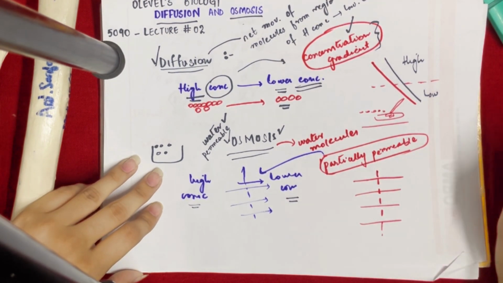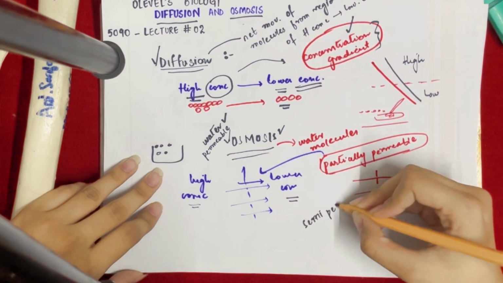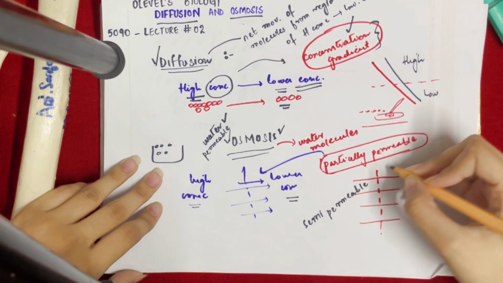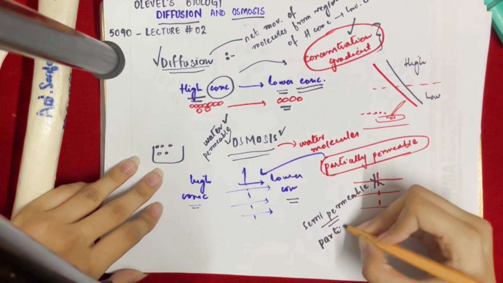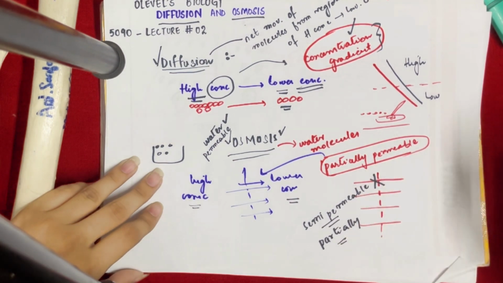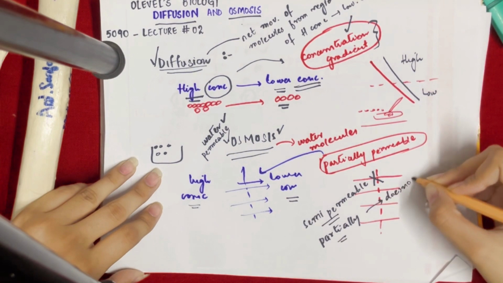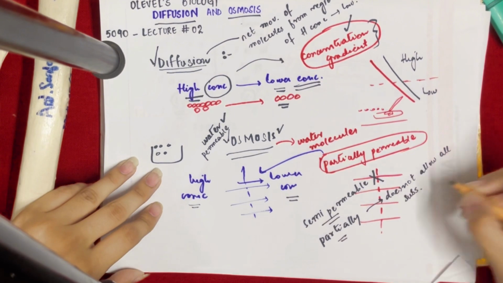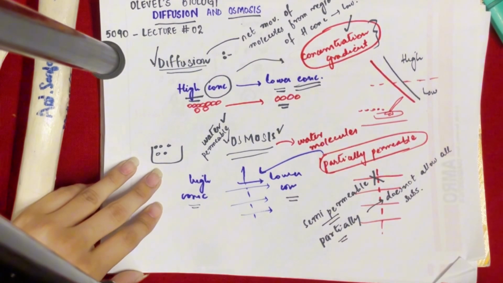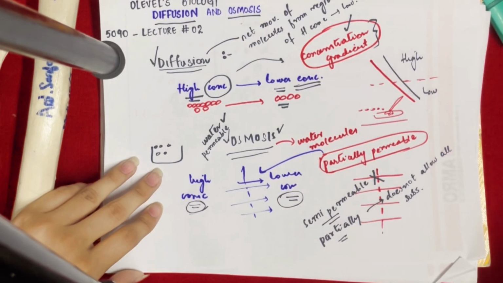About the partially permeable membrane, please do note that you don't use the word semi-permeable. In your O level syllabus, we have been asked to use the term partially permeable. Although both have the same meaning, partially means that the membrane does not allow all substances to pass. It only allows a few substances to pass through from the region of higher concentration to the region of lower concentration.